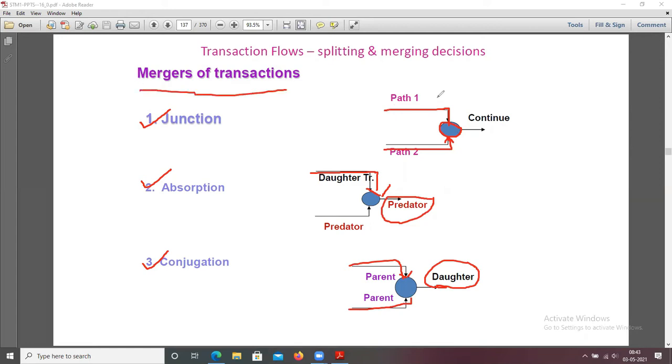Here the transactions are merging. Path 1 and path 2 are merged as one transaction and continue. The predator can absorb the daughter transaction and continue as a predator. And conjugation means that by clubbing these two parent transactions, a daughter transaction is generated.